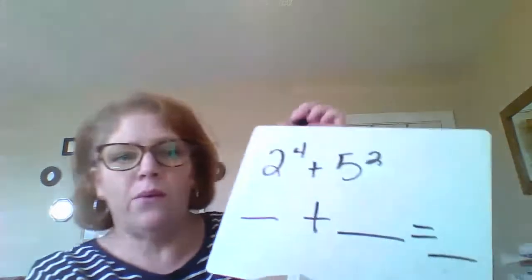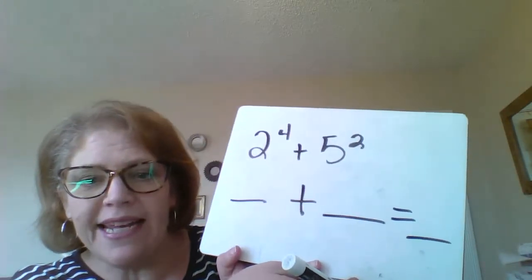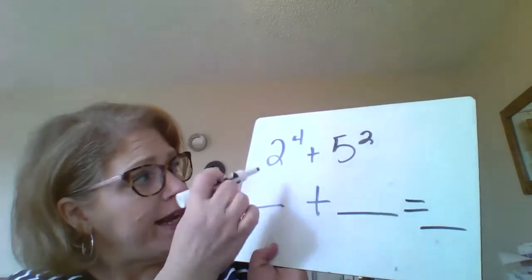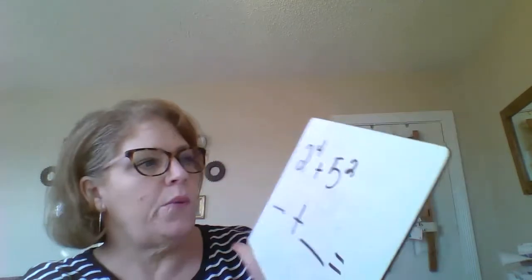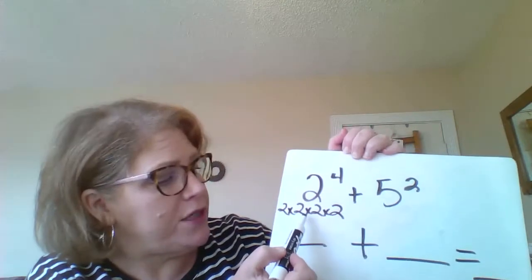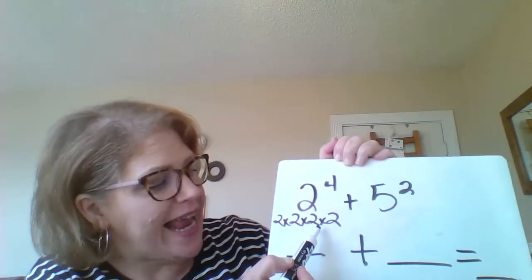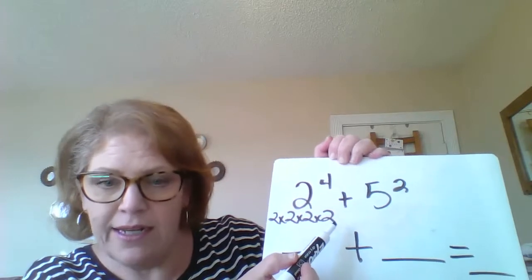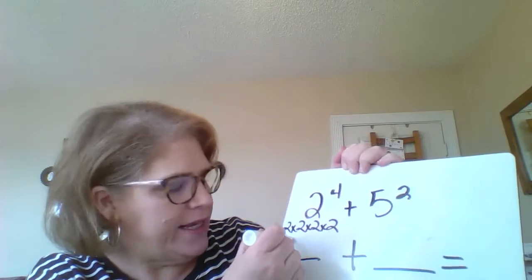If it's 2 to the 4th power, this is the first example, plus 5 to the 2nd power, then it gives you several blanks and an equal sign. It wants you to figure out what you're going to add here. What is 2 to the 4th power? Well, we know that's 2 times 2 times 2 times 2. Let's figure that out. 2 times 2 is 4. 4 times 2 is 8.